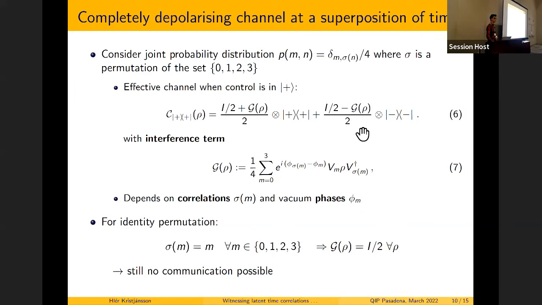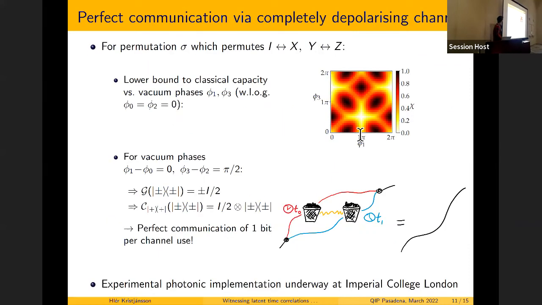However, if we have a permutation sigma which permutes I and X and Y and Z, then we get an interesting result, namely that it turns out that for certain choices of vacuum phases, we can get a non-trivial classical capacity. In fact, if you look at the plot we have here, in some cases we can even get perfect classical capacity. So we can get 1 bit per use of the channel.